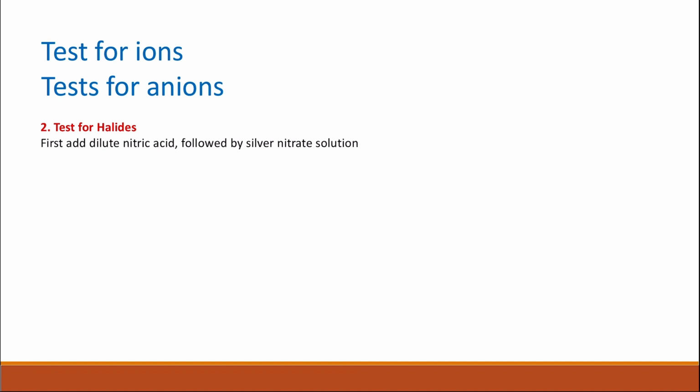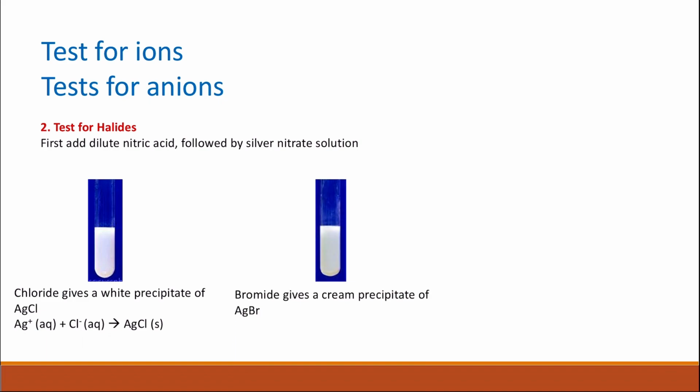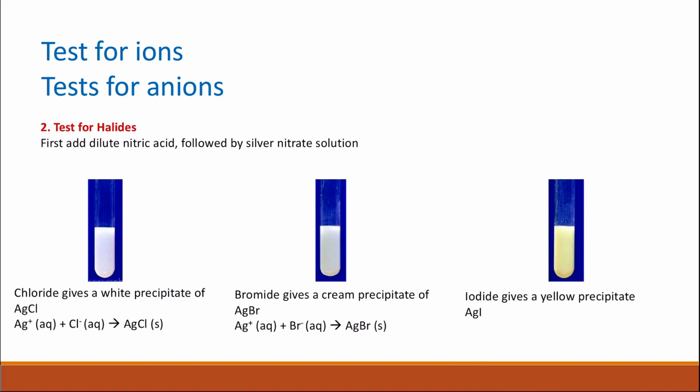We can also test for halides, and halides are chloride, bromide, and iodide ions. First, we need to add dilute nitric acid to our substance, and then we will add silver nitrate solution. Different halides will give different colored precipitates with silver nitrate due to the formation of insoluble silver halides. So chloride will give a white precipitate of silver chloride. Bromide will give a creamy precipitate of silver bromide, and iodide will give a yellow precipitate of silver iodide.